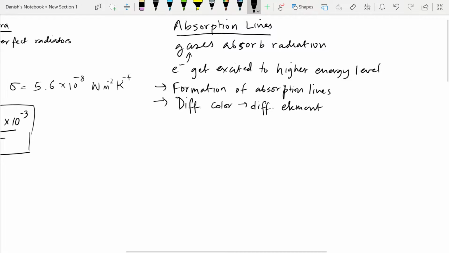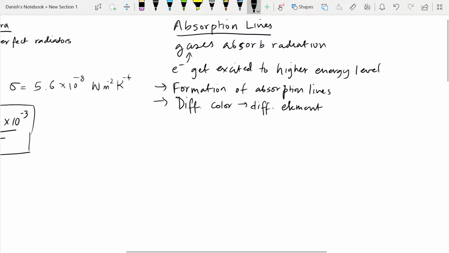Sorry for the abbreviation here, I hope you could follow along. So this can tell us what is present inside the star, as in what element is there. So most stars have a similar composition. It's just a little bit of fact.